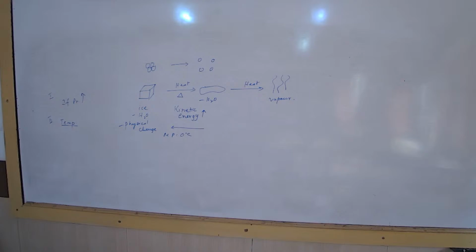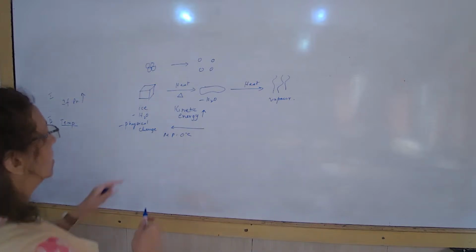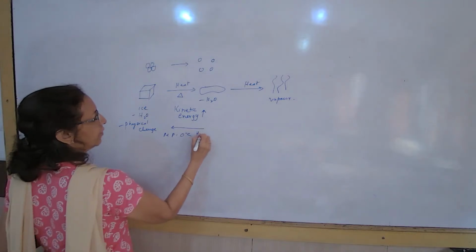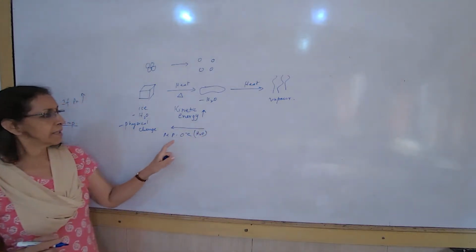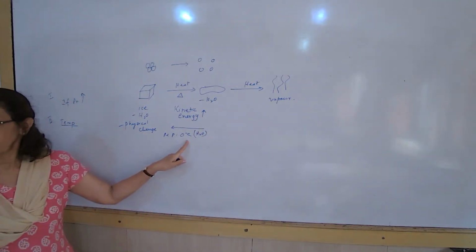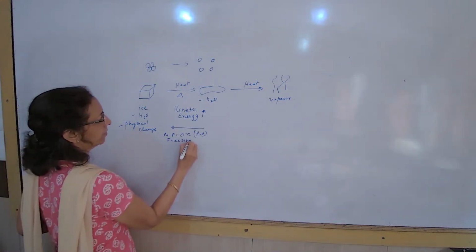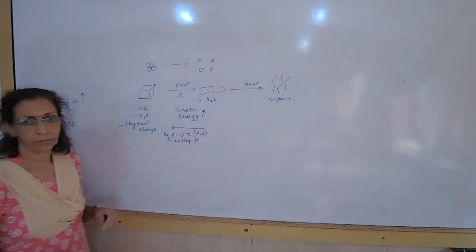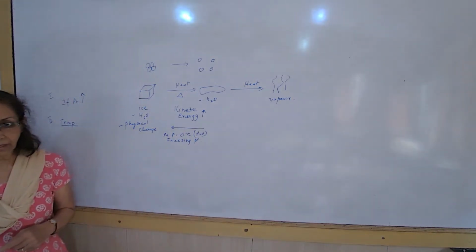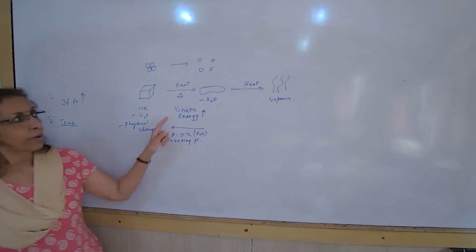Melting point can also be called the freezing point. Why do you keep water in the fridge? So that it becomes ice at what temperature? At 0 degrees. So that is why it's also called a freezing point. Of course this is only for water. For other substances, the melting point will be different. This is only for water that I have. So melting point is also called the freezing point. You remember? Okay?